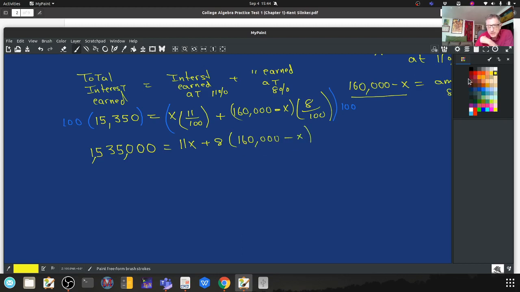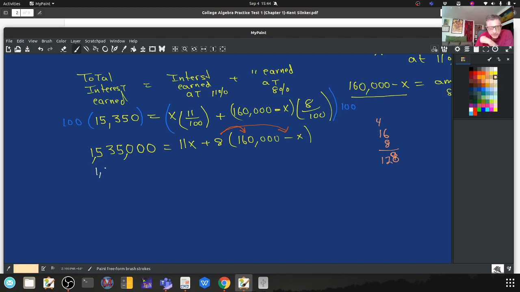So here I need to simplify the right-hand side. So again, I want you to actually figure out what 8 times 160,000 is. But we're going to do a little trick. I'm going to find out what 16 times 8 is. Well, 8 times 6 is 48. 8 times 1 is 8 plus 4. That's 128. So I'm going to replace 16 by 128.